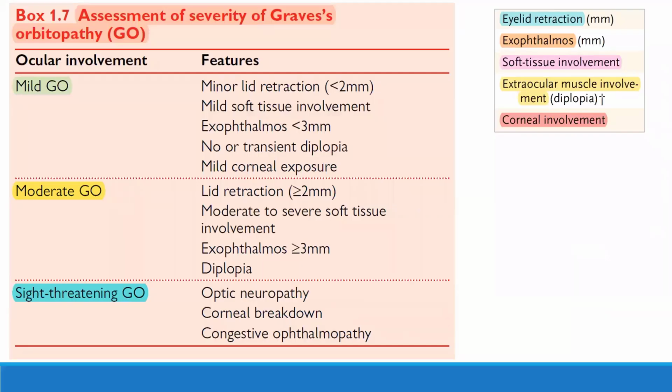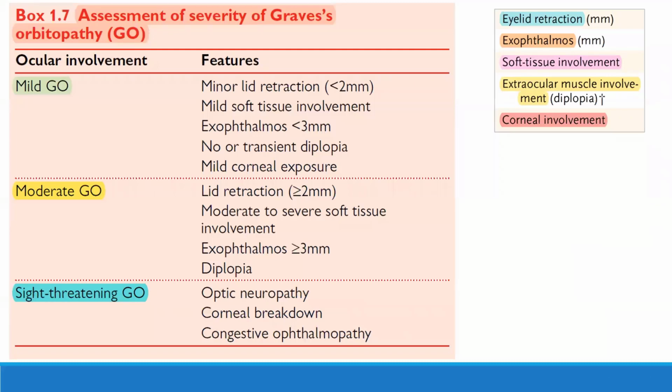Another one is the assessment of severity, where we can classify Graves' orbitopathy as mild, moderate to severe, or sight-threatening Graves' orbitopathy. According to these items: eyelid retraction, exophthalmos, soft tissue involvement, extraocular muscle involvement, and corneal involvement. So these are the items to classify the severity of Graves' orbitopathy.